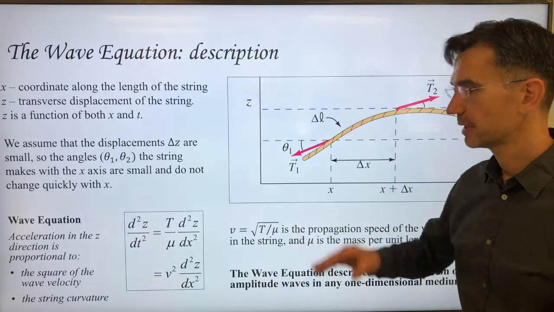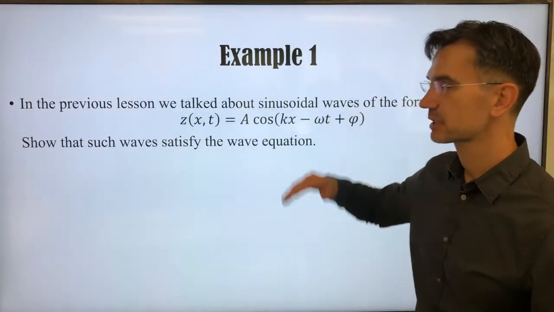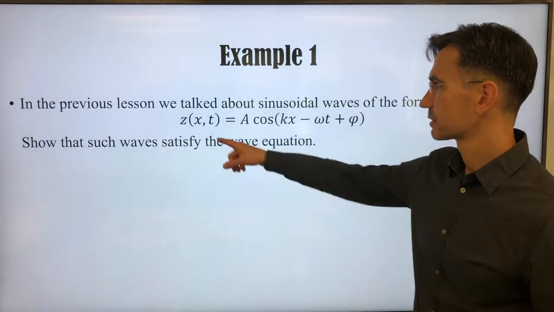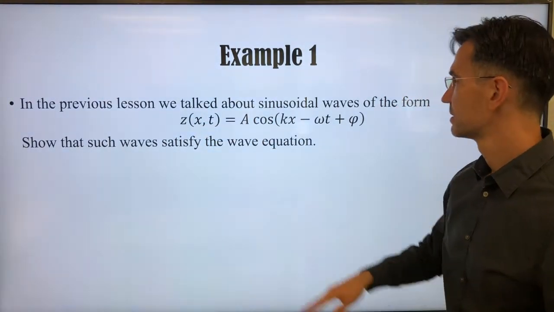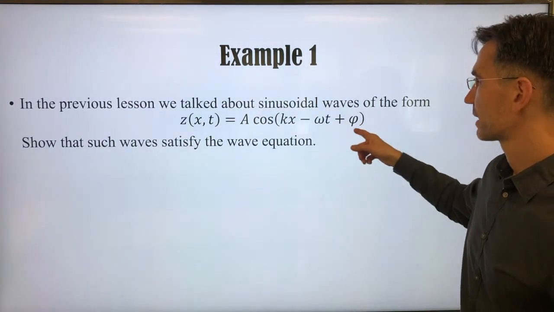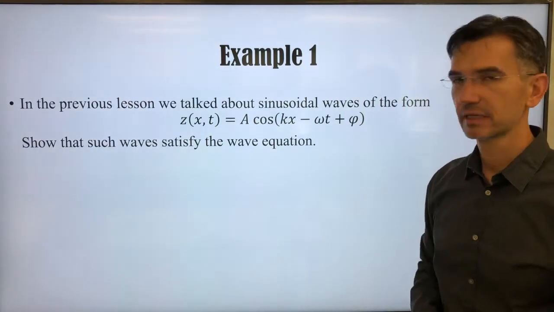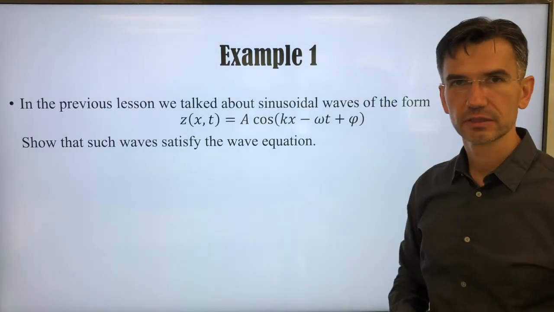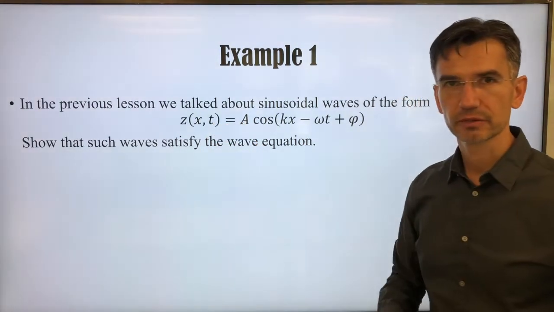So let's apply the wave equation in an example. Let's take a general expression for a wave, a transverse wave. So z is the transverse displacement along x and time. This is our general expression for a transverse wave, where now we have also added a phase, an unknown phase, and let's demonstrate that this actually satisfies the wave equation. We'll do this by just plugging this into the wave equation, so taking the second derivative of z with respect to time and with respect to x.